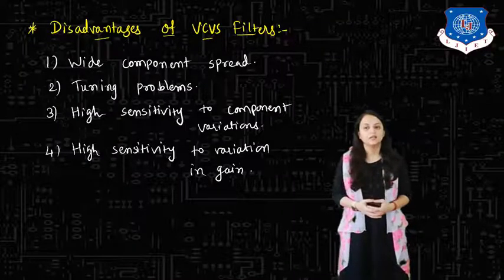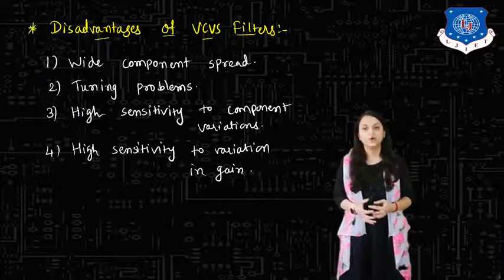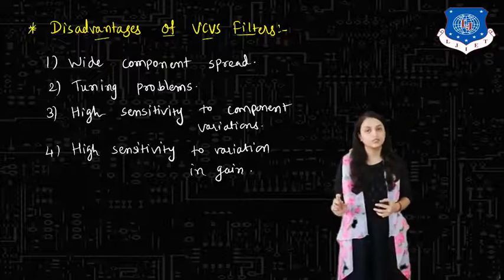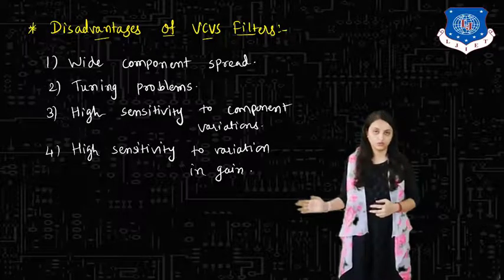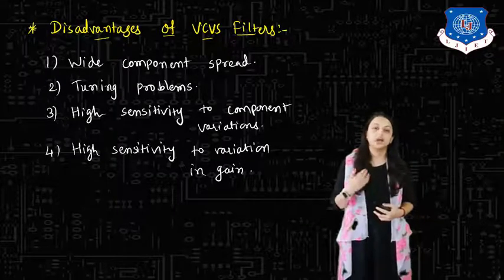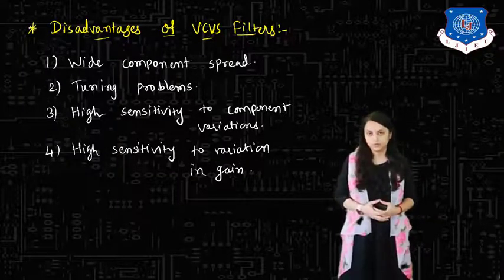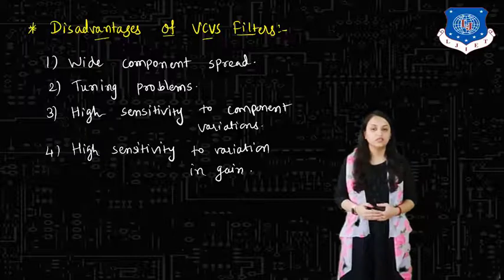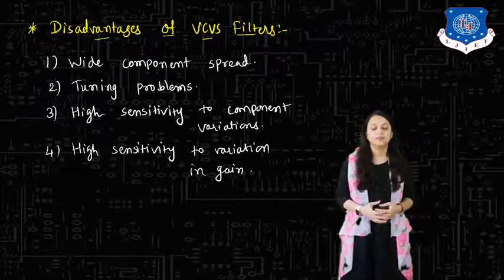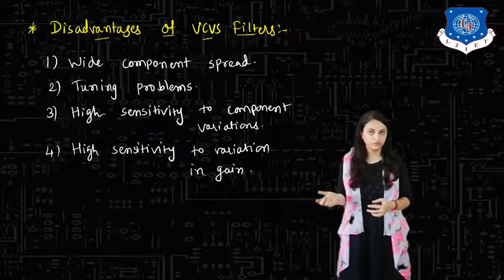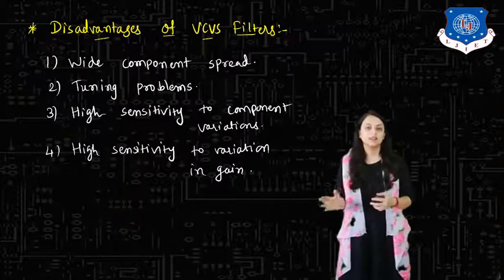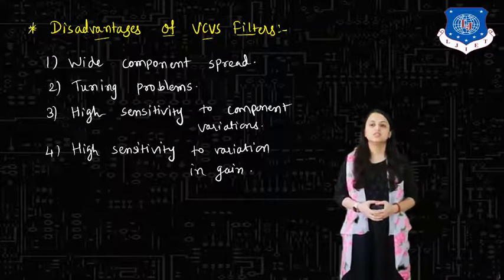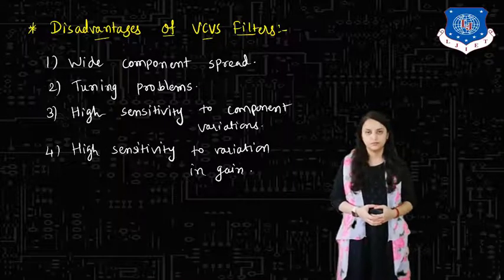The third disadvantage is that it has high sensitivity to component variations. That means if a small variation is made in a component, it will affect the output. That's why it has high sensitivity to minor component values as well. And the fourth one is that it has high sensitivity to variation in gain. That means if there is some variation in the gain value of the op-amp or of the filters, it has high sensitivity in the output, that means it affects the output. So these are the four disadvantages of VCVS filters.